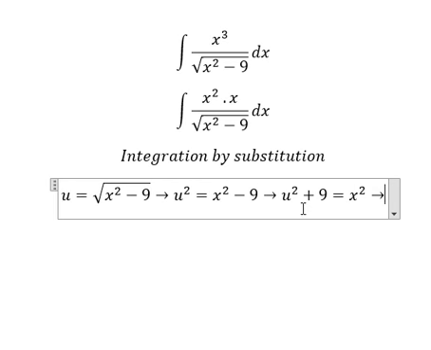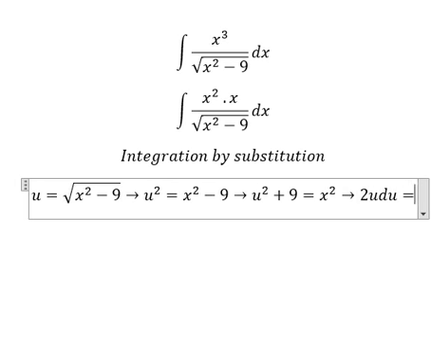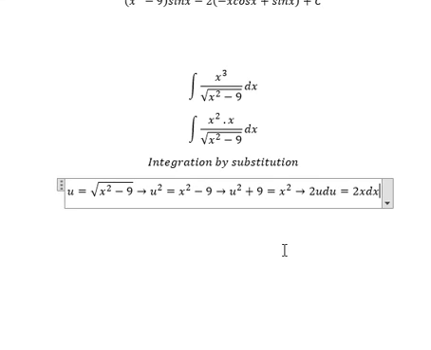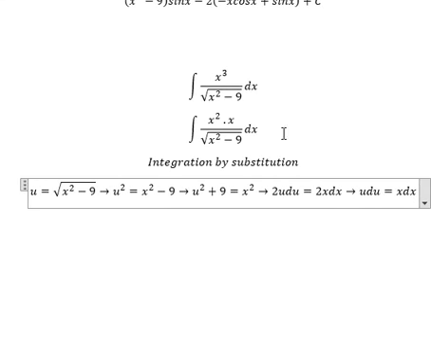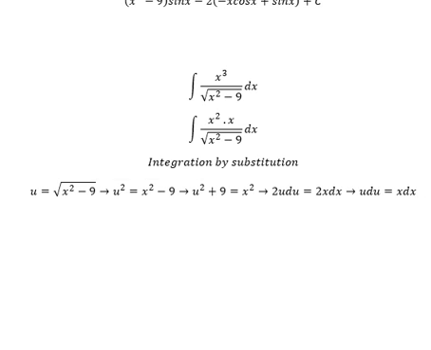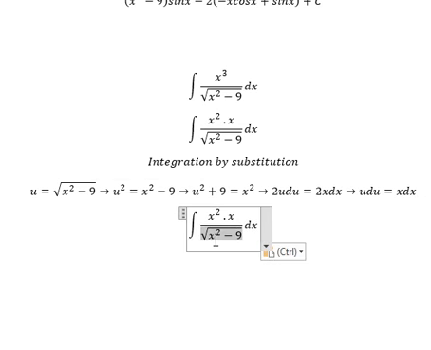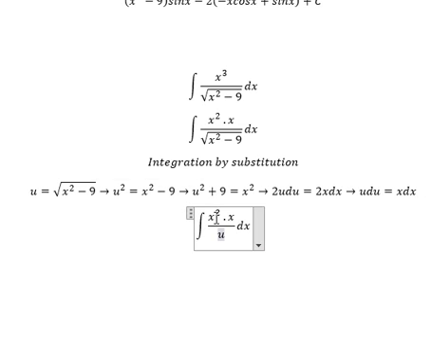Next, we do the first derivative for both sides. Later, we divide both sides by number 2. The square root we change for u. s squared we change for u squared plus 9. s ds we change for u du.